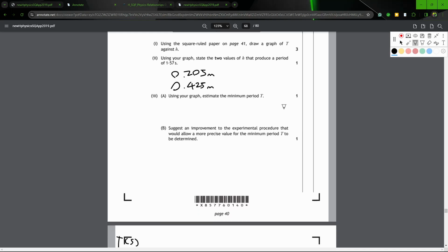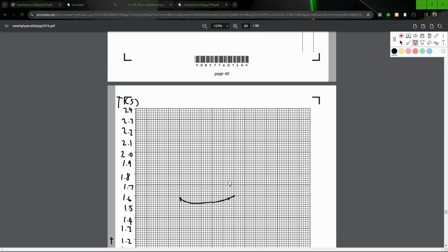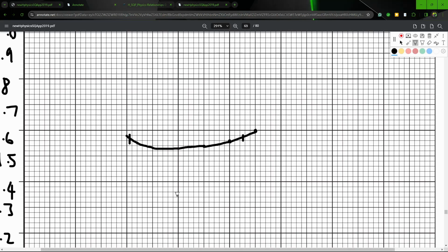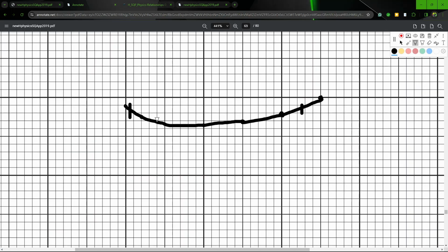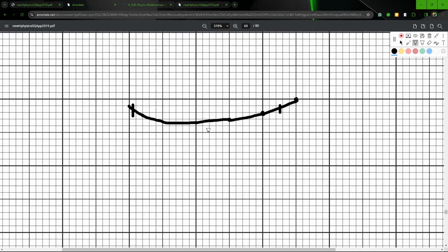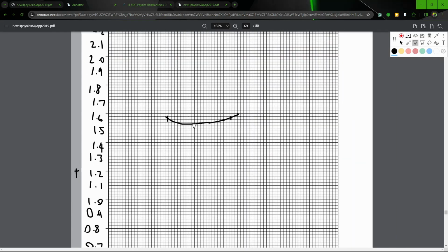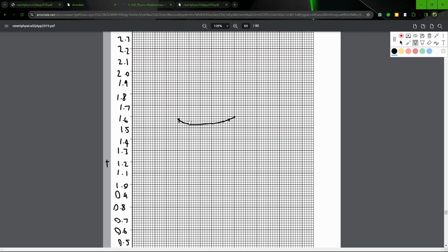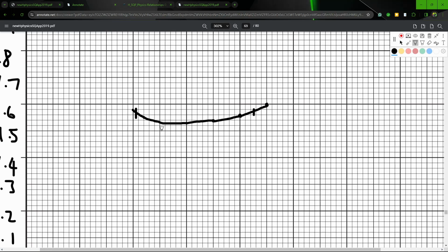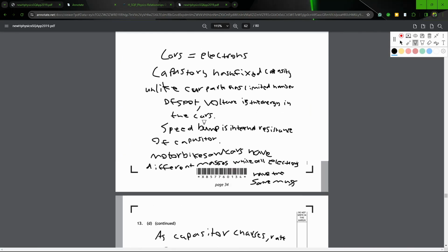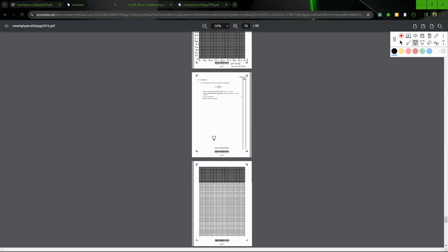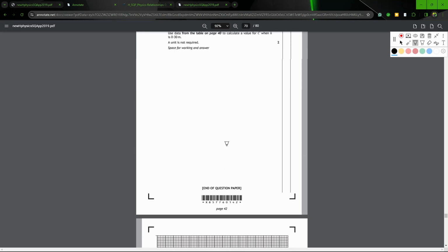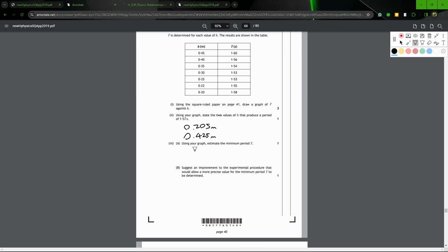Right. Using a graph, establish the minimum period t. So look at this. Yeah, you draw this in a nice curve. Look at the absolute minimum it gets, which is about here, I would say. Which is roughly 1.53 seconds. I've skipped up a bit, haven't I? It's almost there, folks, don't worry. 1.53 seconds.